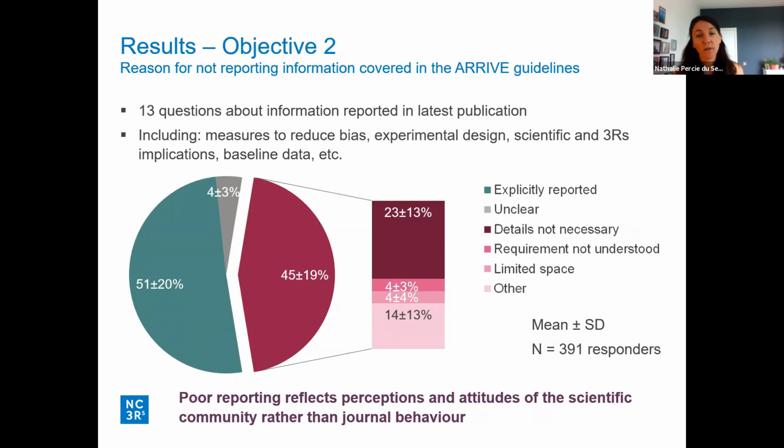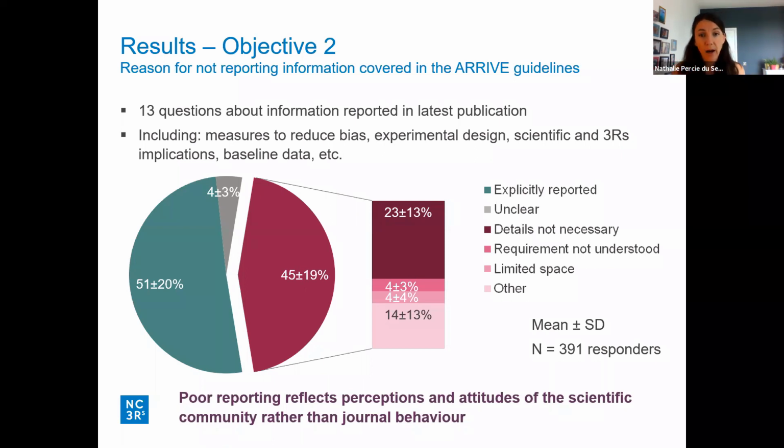And in the next section of the survey, we tried to understand why researchers would not include information covered in the ARRIVE guidelines in their publications. So we asked about 13 pieces of information that we knew were often not well reported or poorly understood, so that we could gather qualitative data and assess what we could do to improve in the revision. So for example, we asked whether researchers reported measures to reduce bias or experimental design details, and crucially, if they didn't report it, the reason why.